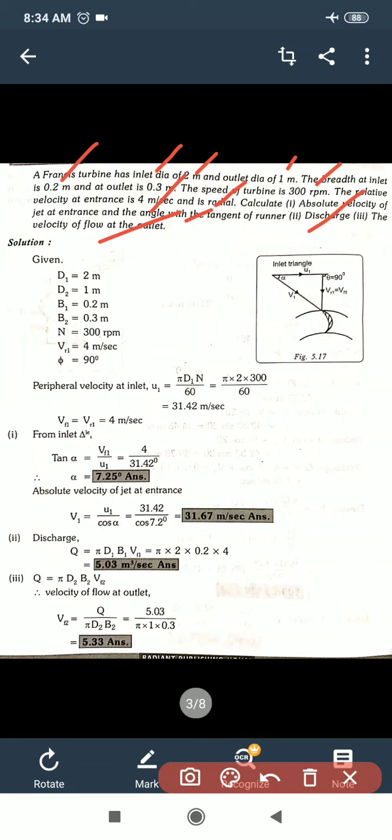So the given data is d1 equal to 2 meters and d2 equal to 1 meter, b1 equal to 0.2, b2 equal to 0.3, and the speed of the turbine is 300 rpm. Relative velocity is given as 4 meter per second, and theta is equal to 90 degrees. So this is the given data.